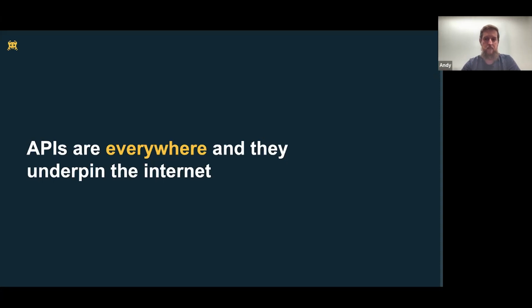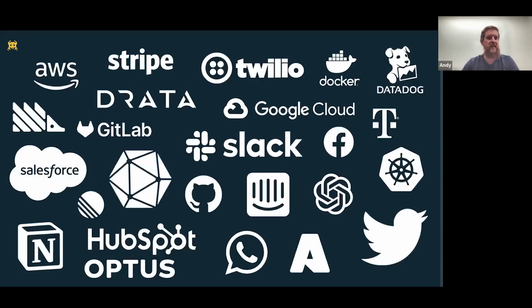You may not even realize it. I'm sure many of the people on the call today do, but they really are everywhere, and they underpin pretty much everything we do day to day on the internet or on our mobile apps. So some of the things that you can see on the screen in front of you, you've got your cloud providers. All of them have APIs. A lot of what they do under the hood relies on those APIs communicating with each other.